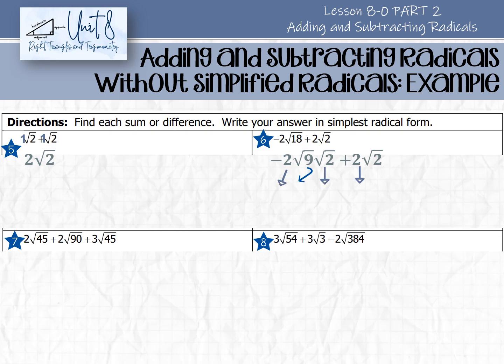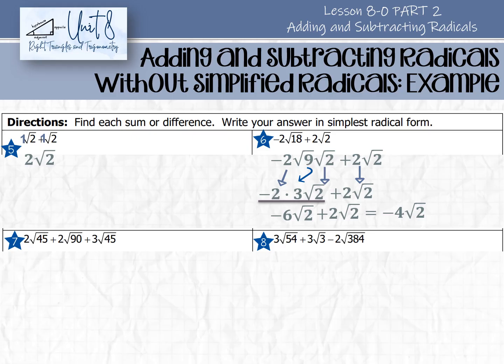Square root of 9 is 3. So -2 times 3 times the square root of 2. And then bring down your +2 radical 2. Simplify. We can multiply the -2 and 3 and get -6 radical 2. Bring down your 2 radical 2, and -6 radical 2 plus 2 radical 2 is -4 radical 2, and we're done. Number 7, 3 things.